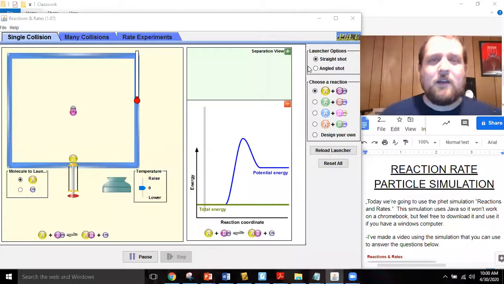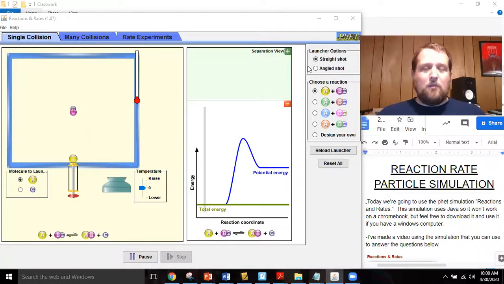Hello. Today we're going to be using a particle simulation to try to understand rates of reaction, why some reactions are fast and other reactions are slow. This lesson is going to be a little bit different. The simulation I'm using does not run on Chromebooks since it uses Java. So if you have a Windows computer, then you can download the simulation yourself. Otherwise, you'll have to use this video.